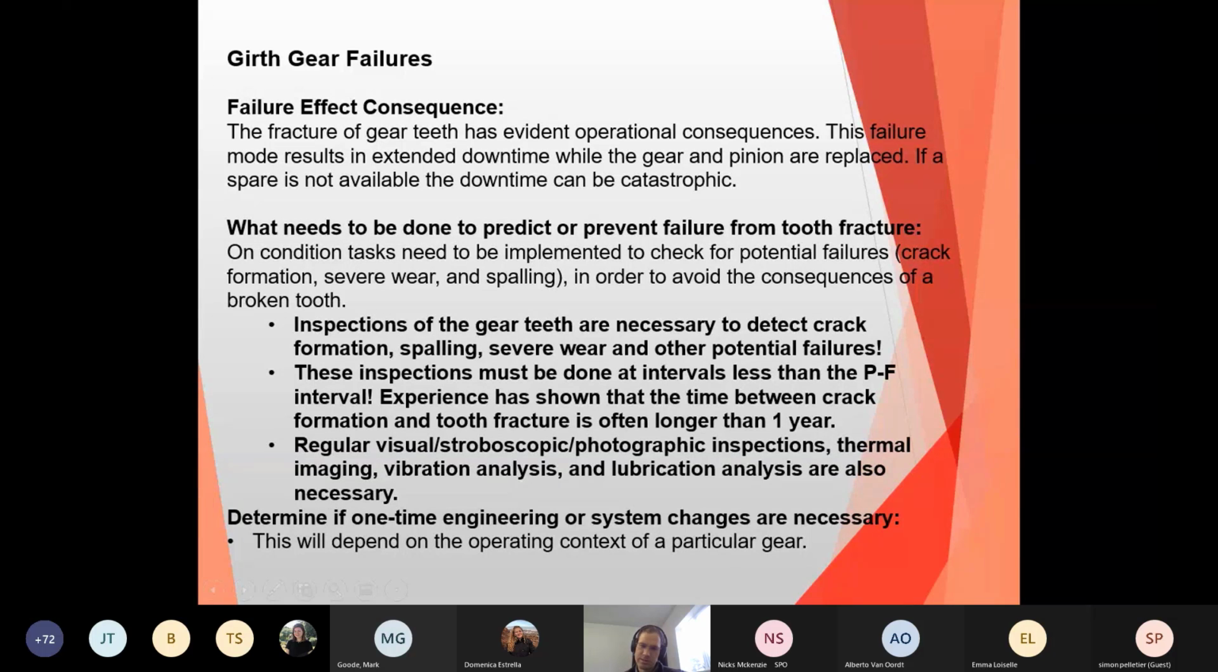So these inspections need to be done, as I mentioned, much more often than that PDAF curve. And what we've seen for a couple failure modes, and I'll get into an example shortly, is that the crack formation and propagation tends to happen at intervals of much longer than a year. But it does not rule out the fact that we need to do regular visual, stroboscopic, thermal imaging, and vibration analysis, as well as lubrication analysis to keep on top of things that can start to cause failures much more rapidly. For instance, if you lose lube on a gearing system, you can cause a failure very, very quickly, within hours or a day or two.